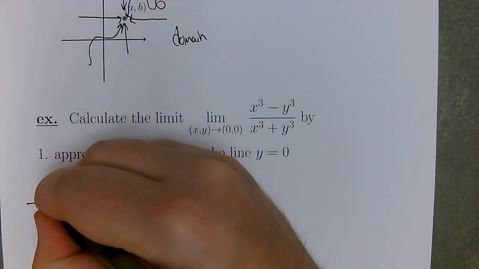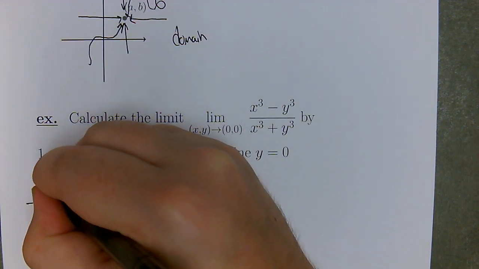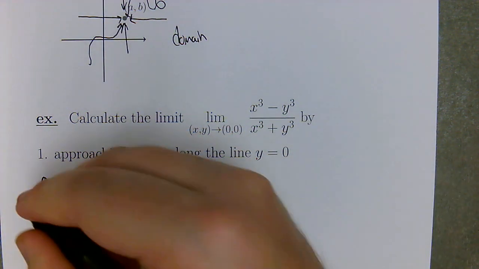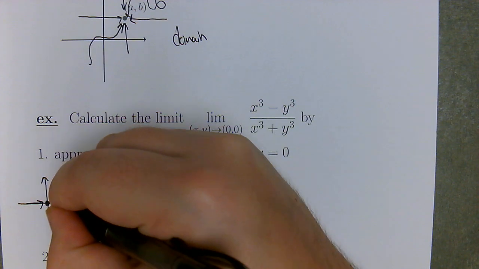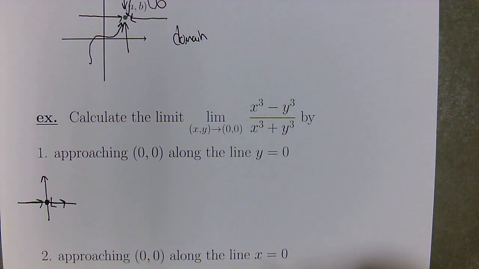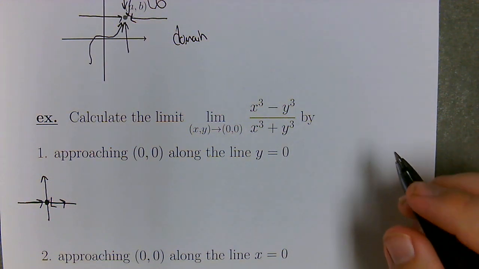Okay, so here's my origin. This is where I'm trying to plug in. This is the number I want to plug into my function to see what happens. I'm approaching along the line y equals 0, so I'm coming in either this way or this way towards my point. And I want to see what happens as I come in from the left or right.